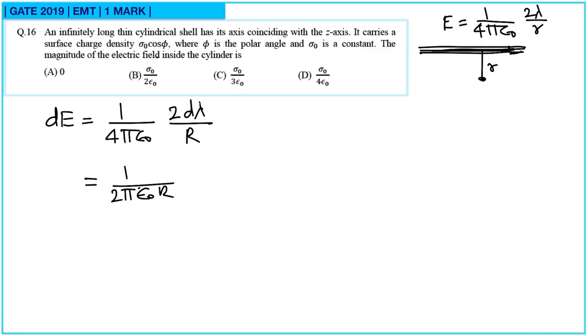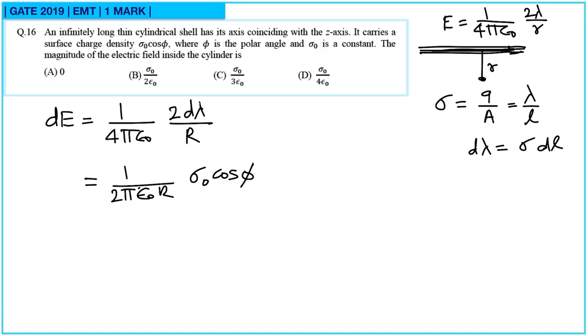Now here surface charge density is given, that is sigma naught into cos phi. Surface charge density is equal to charge upon area, out of which charge upon length is lambda. So lambda is equal to sigma into L, so d lambda will be sigma into dl. We will use this. Now sigma is sigma naught into cos of phi, and dl will be equal to r into d phi.